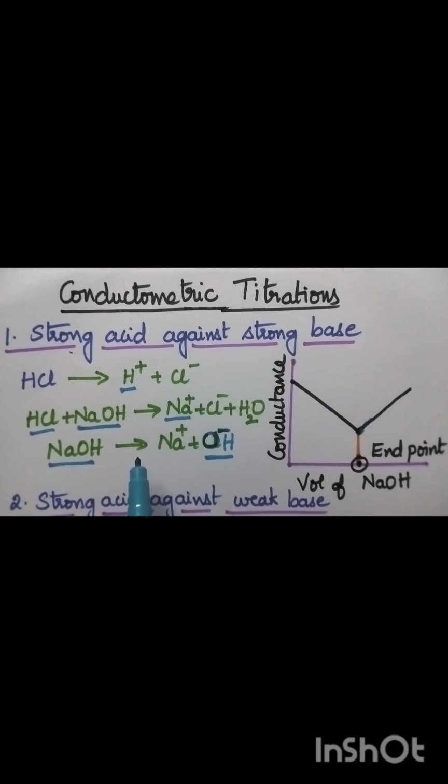If we go on adding 1 ml of NaOH after neutralization, it releases Na+ and OH- ions. Here OH- ions are fast moving ions, hence after reaching the end point the conductance slowly increases, and that is evident when we draw a graph between volume of NaOH and conductance. So it yields two straight lines and the intersection of the two straight lines gives the end point.